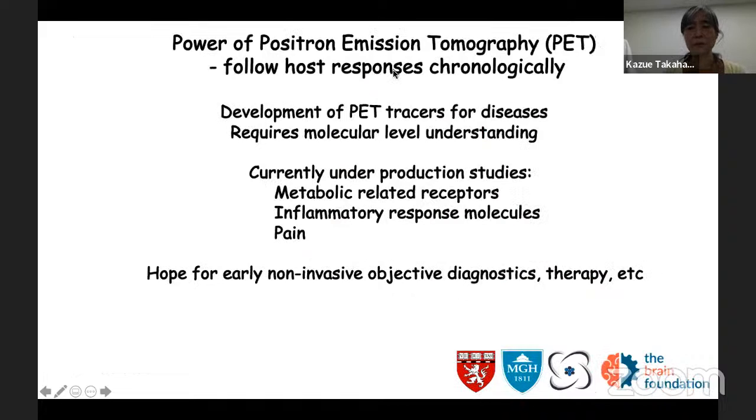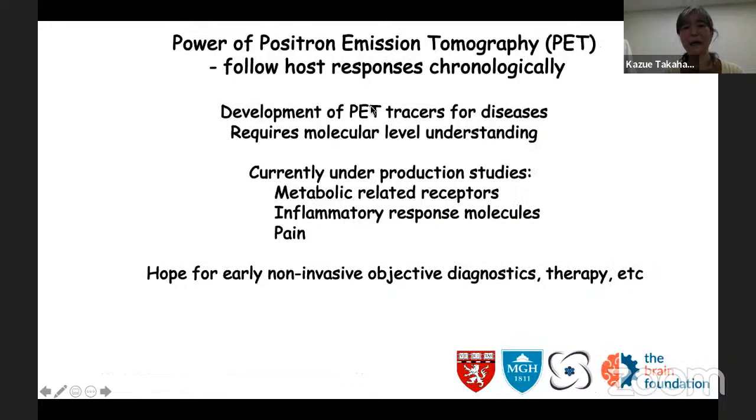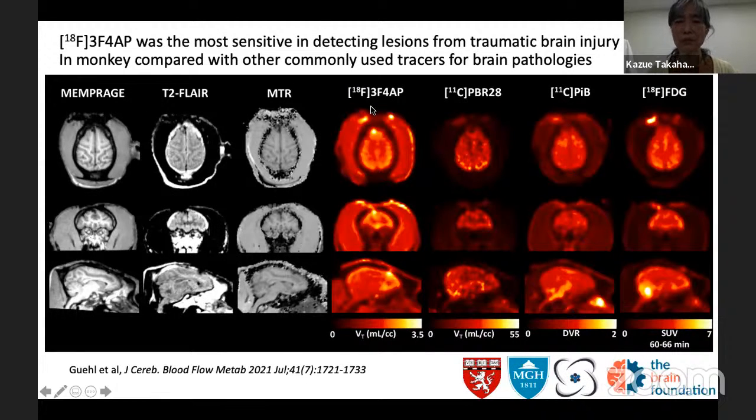So we were lucky, I'm sorry to say, but a monkey had an accidental brain trauma injury in this area. And compared to other commonly used tracers, PBR28, PIB, or FDG, 3F4AP picked it up really more strongly.